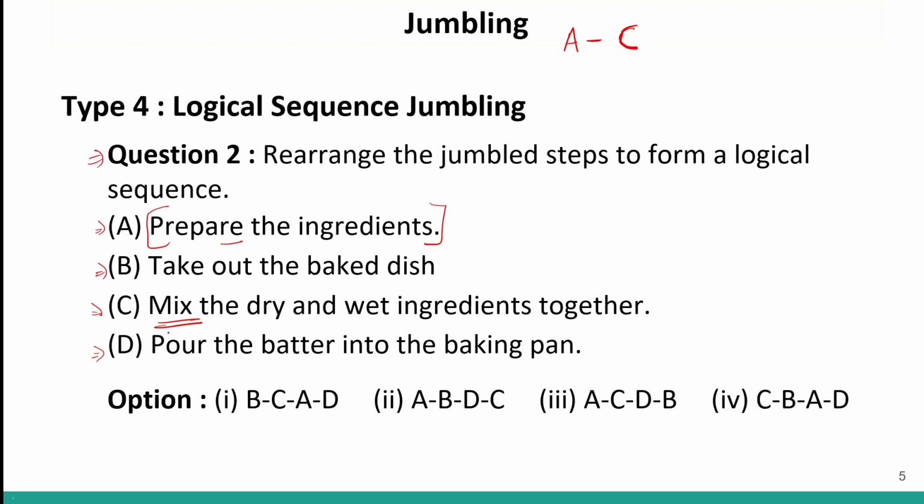Then once my ingredients are mixed, we call it a batter, correct? So then we'll pour the batter into the baking pan. So I have my ingredients, I have mixed my ingredients, then I am pouring that batter into a baking pan. And once the baking is done, I'll take out the baked dish. So B. First I prepared my ingredients, then I mixed my ingredients together, then I poured them into the baking pan, and then once my product was made, I took it out from the baked dish.